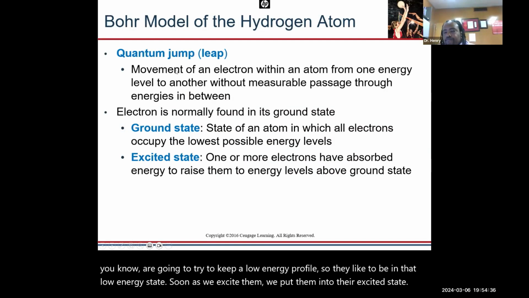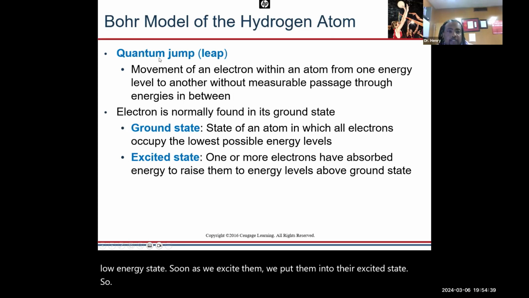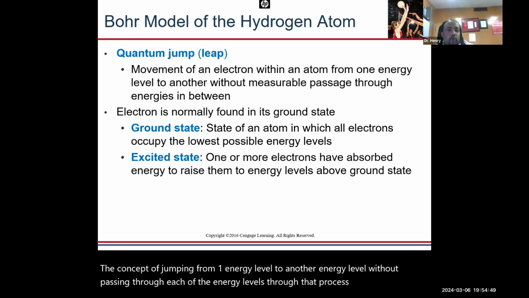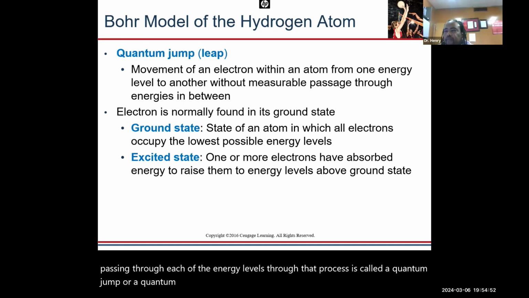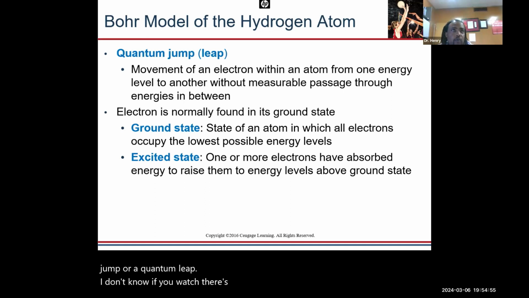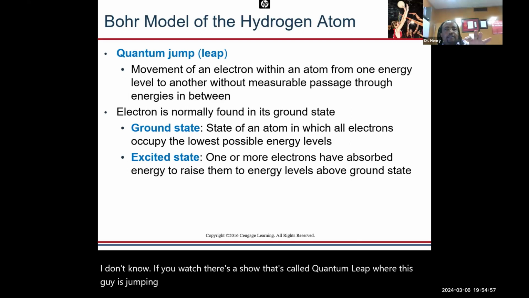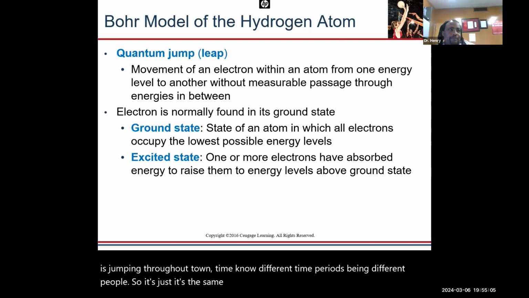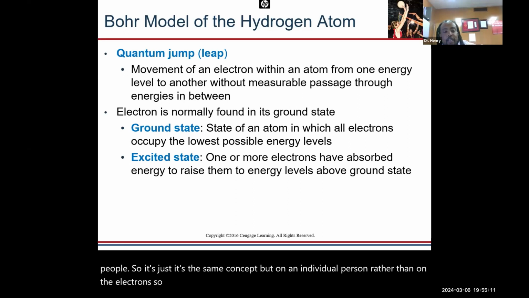So the concept of jumping from one energy level to another energy level without passing through each of the energy levels through that process is called a quantum jump or a quantum leap. I don't know if you watched, there's a show called Quantum Leap, where this guy is jumping throughout time, different time periods, being different people. So it's the same concept, but on an individual person rather than on the electrons. So the electron, it gets enough energy and it's able to appear in that next state.